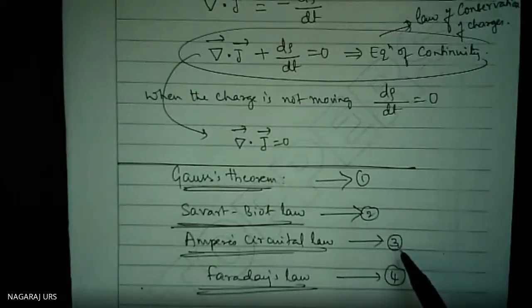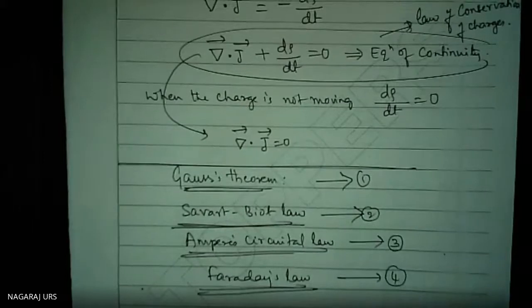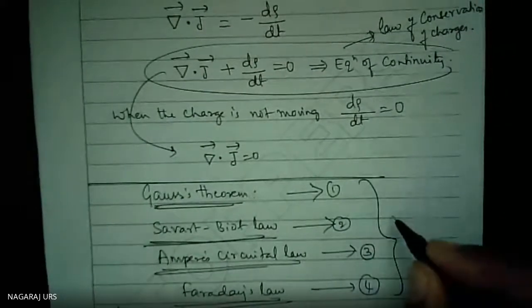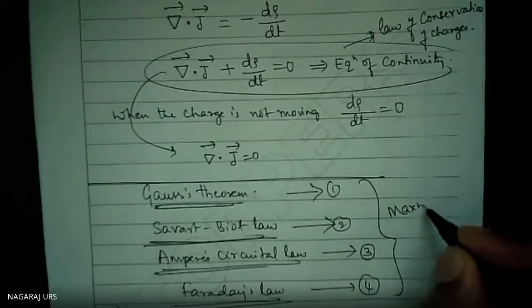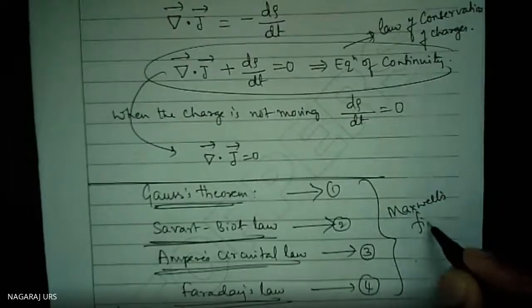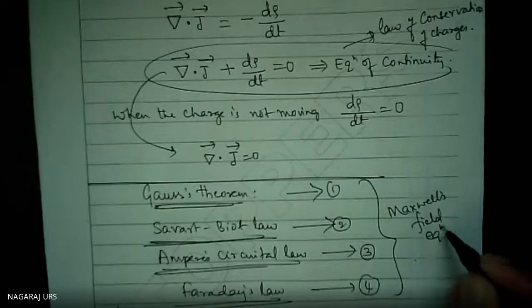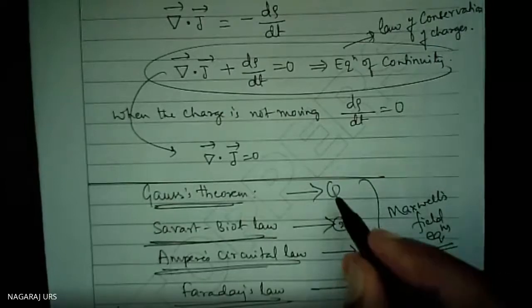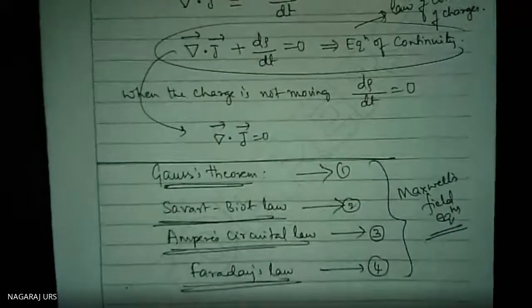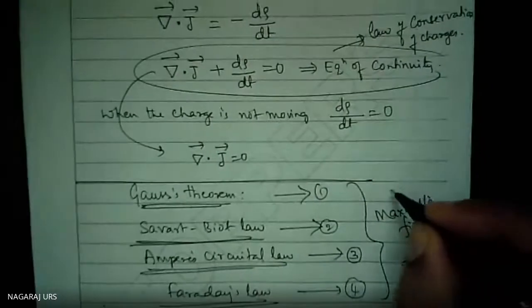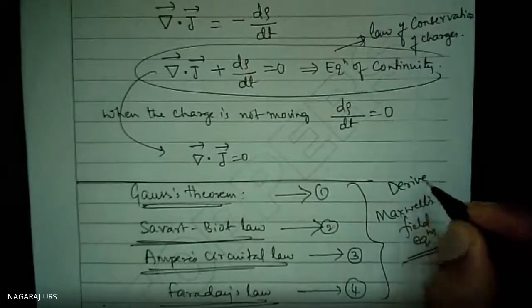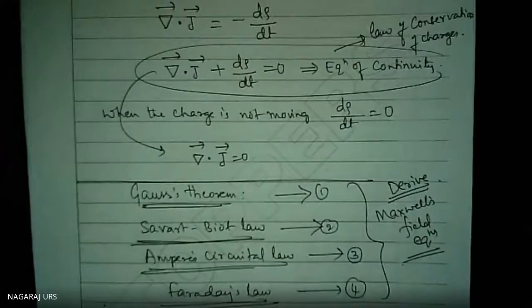These three equations are a little bit short, no problem, but the fourth equation is a little bit lengthy. But all four equations and their derivations are called by the name Maxwell's equations. Maxwell's field equations. How many Maxwell's field equations? Four Maxwell's field equations. We are asking to derive Maxwell's field equations.